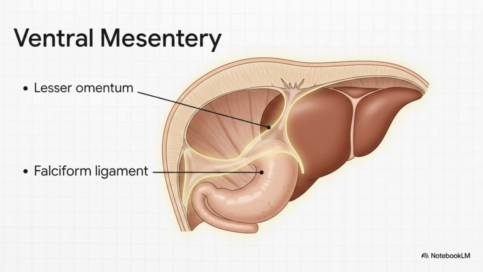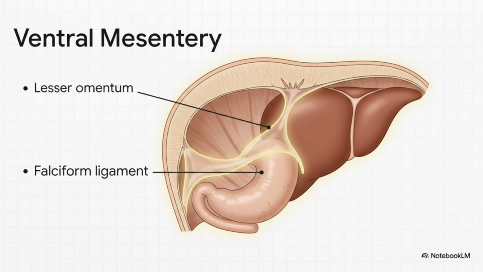This ventral mesentery essentially consists of 2 incredibly important divisions. First, you have the lesser omentum. This structure extends from the lower portion of the esophagus, the stomach, and the upper duodenum directly over to the liver. The second division is the falciform ligament, which extends from the liver completely forward, firmly connecting it to the ventral body wall.